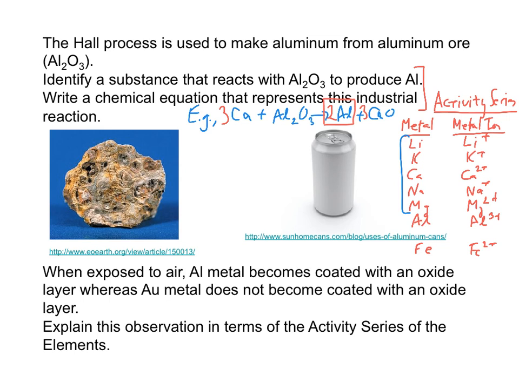At one time, aluminum was more valuable than gold. Stop the video and answer this question. And the answer is, aluminum is a very active metal and easily loses its electrons to become aluminum oxide. On the other hand, gold is an inactive metal, holds onto its electrons and doesn't become oxidized.